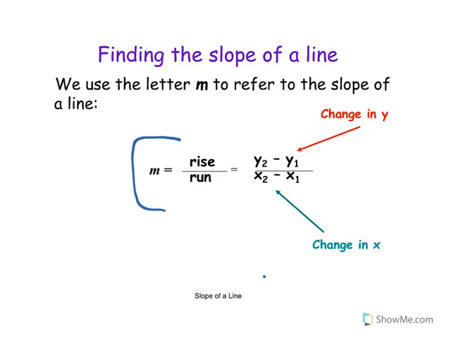The change in y is y2 minus y1. y2 just means your second y coordinate, and y1 is your first y coordinate. Then the denominator is x2 minus x1. Again, your second x coordinate minus your first x coordinate. All right, so those numbers are not exponents. They are what are called subscripts. Subscripts denote order. They tell you the first, the second, the third, or in this case, just the first and the second.